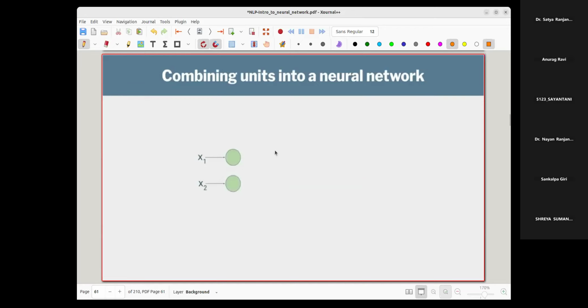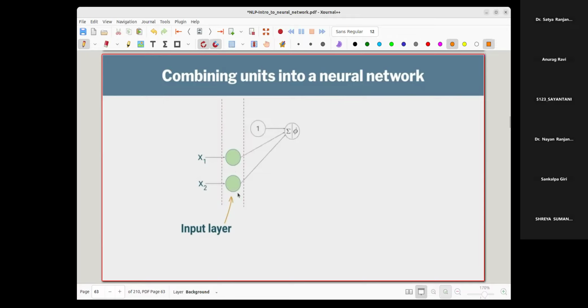Let's take this example. Let's say I have two inputs, x1 and x2, and we are going to create a neural network. These x1 and x2 create a layer. We call this the input layer. The input layer is just your inputs, so here I have two inputs, and the input layer has only the values x1 and x2.